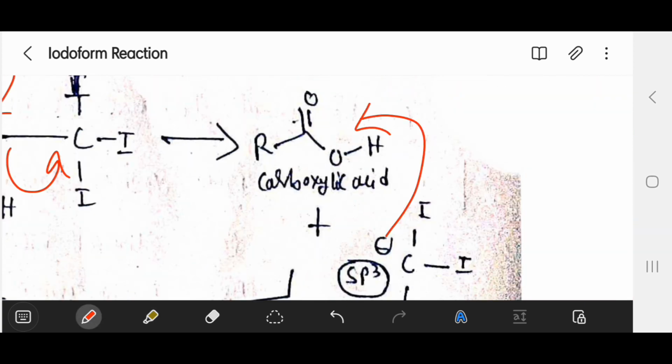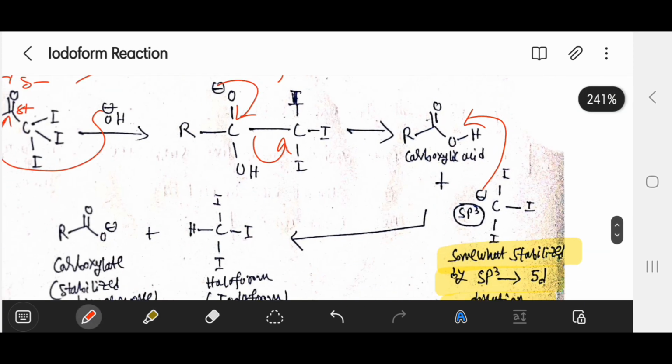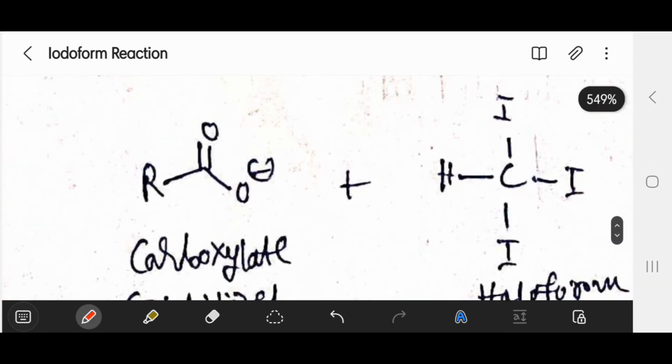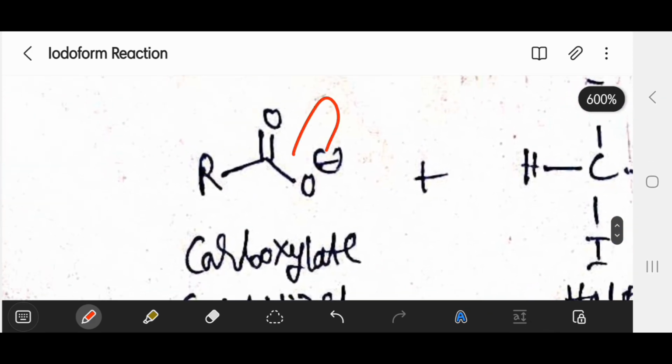This will attack this part and carboxylic acid will be converted to carboxylate, and carboxylate is stabilized by resonance.